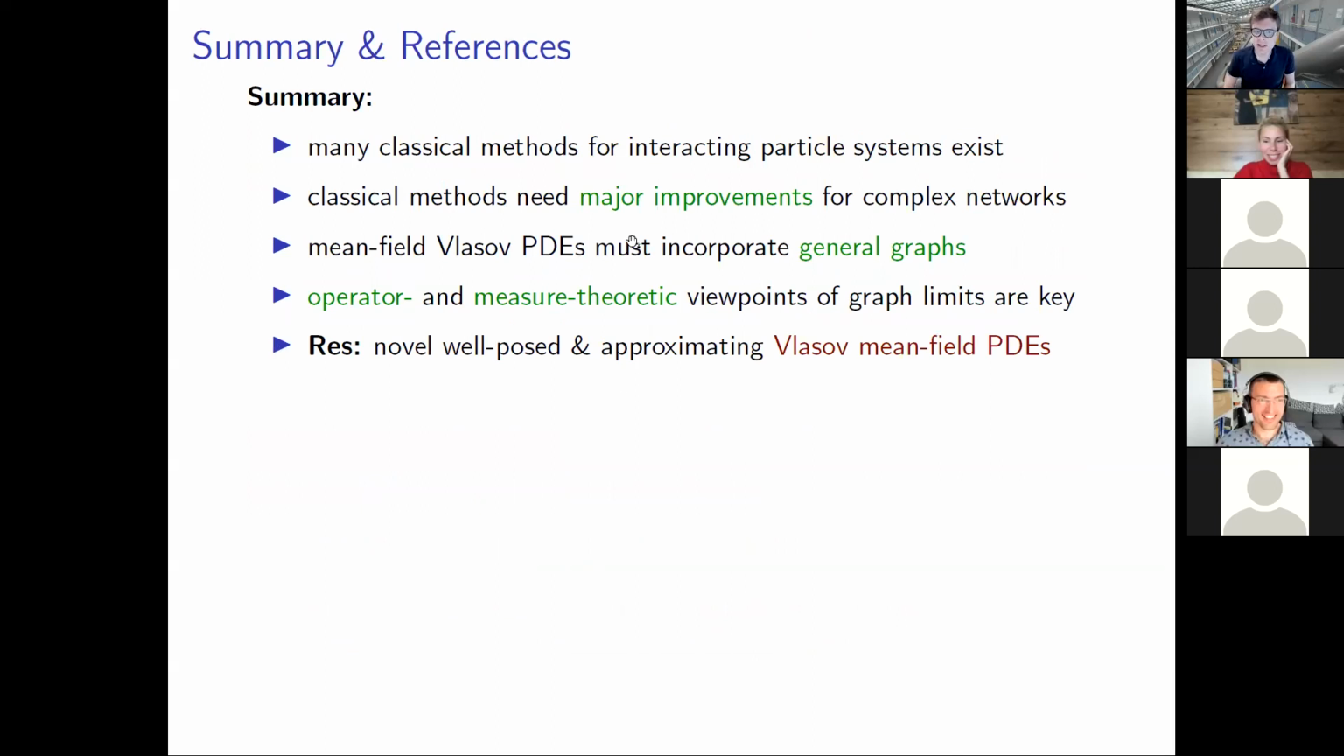So as I said, many classical methods exist. Classical methods need major improvements for heterogeneous complex networks. And we can actually get Vlasov PDEs in the limit that incorporate very general classes of graphs. And these operator and measure theoretic viewpoints of graph limits are key. So this is our link from discrete mathematics to functional and real analysis, and then to dynamical systems. And the results are quite novel, I think: equations that are well posed and that approximate finite particle systems in a completely new and heterogeneous fashion.